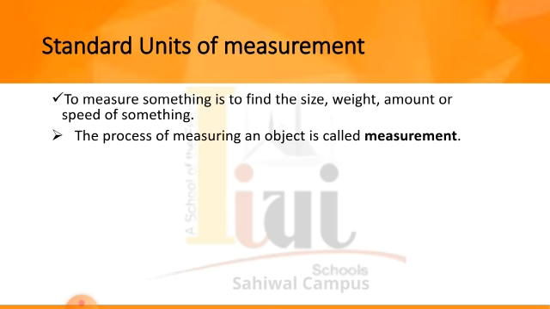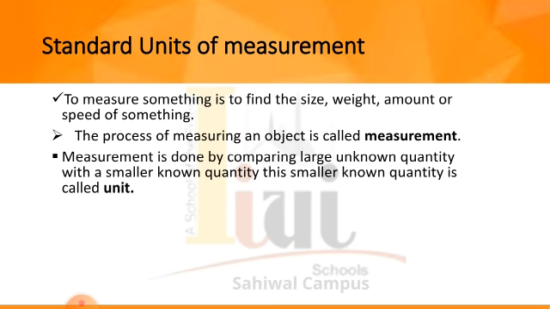The process of measuring an object is called measurement, and measurement is basically a scientific method. Measurement is done by comparing a large unknown quantity with a smaller known quantity, and this smaller quantity is known as a unit. For example, the length of a table is compared with some known smaller quantity, for example, the length of a handspan or an arm length. So this smaller quantity that is known to us is called a unit.